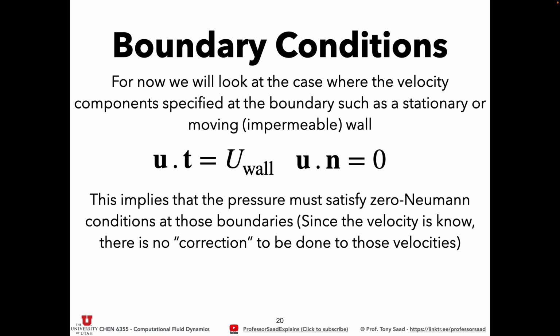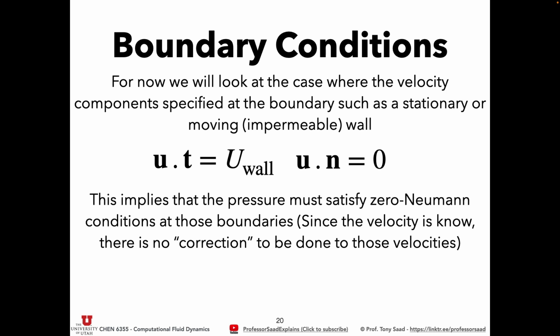So in other words, if u and v are 0, it means you have a wall. If the wall is impermeable, so no flow coming through the wall, but it could be moving, sliding like the driven cavity, then u dot t, where t is the tangential vector on the wall, is equal to some u wall, and u dot normal is equal to 0. If this is 0, then it means it's a stationary wall. And this implies also that the pressure must satisfy a 0 Neumann condition at the boundaries.